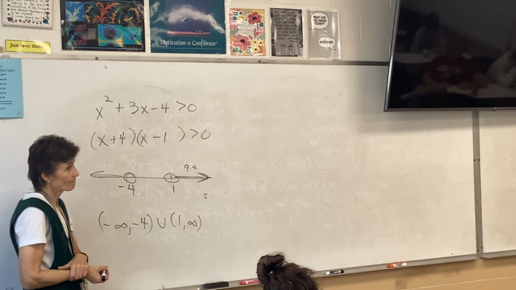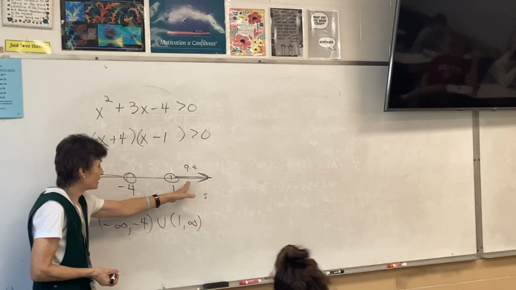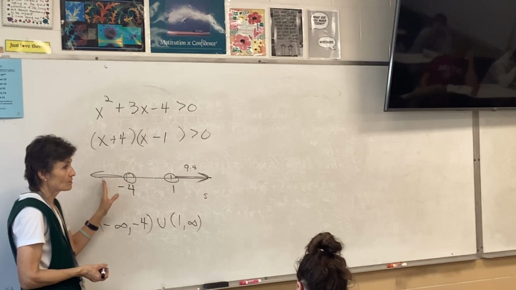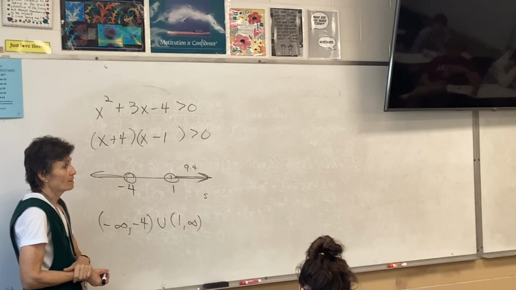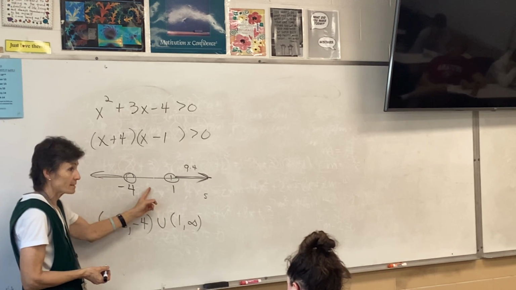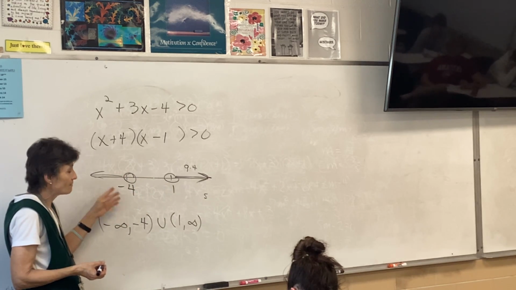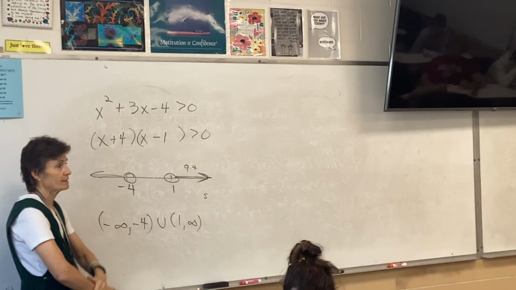I completely blanked on the part where you had the -4 shading the other way. Does it just shade the other way because you already have the 1 shading that way? Shaded, not shaded, shaded. But Jude, if that's gonna confuse you, pick a number like 0, see if it works. Pick a number like -5, see if it works. You can always get the answer that way.